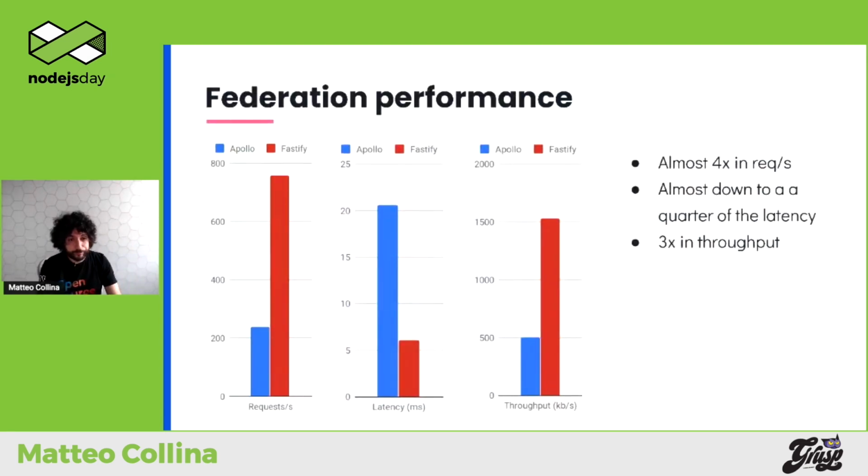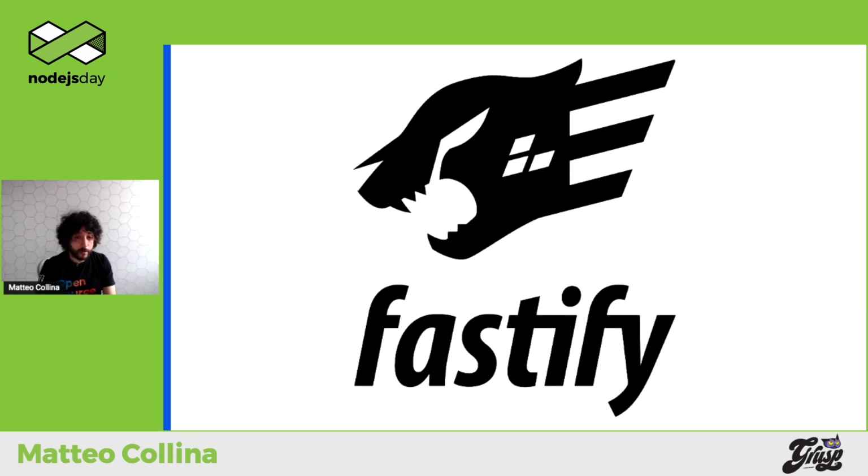So how does this perform? We measured this, and yeah, it performs very well. It's better than the original implementation, with better latency, better throughput, and more requests per second. So hey, pretty great. Mercurius still doesn't have its logo, but this is the Fastify one, which is pretty great.